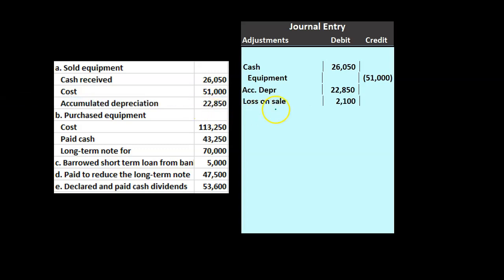And then here's the loss. So again, this is like a plug. If we took the debits minus the credits, we would need a plug of 2,100. It's a loss because it's a debit. Also a loss because the cash received is less than the book value of 51 minus the 22,850.